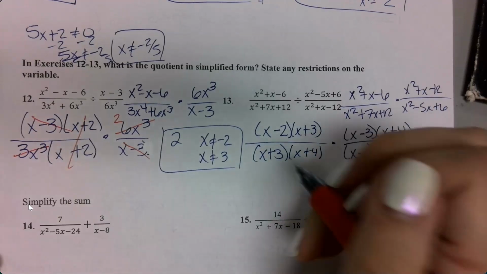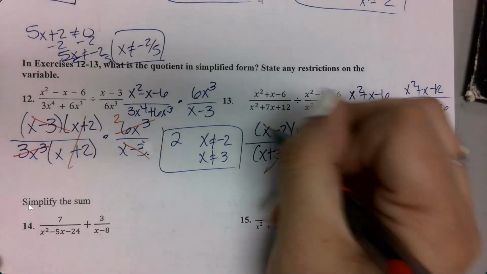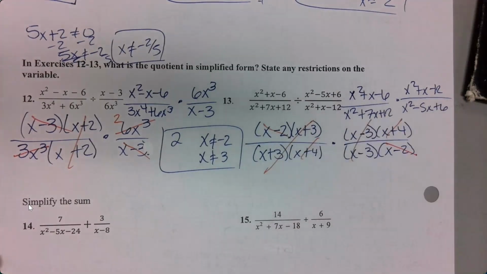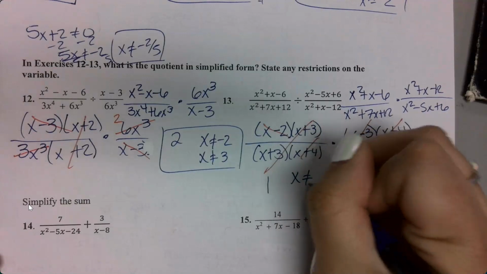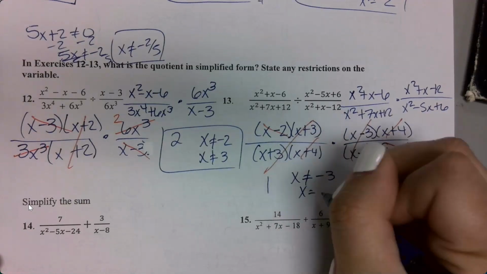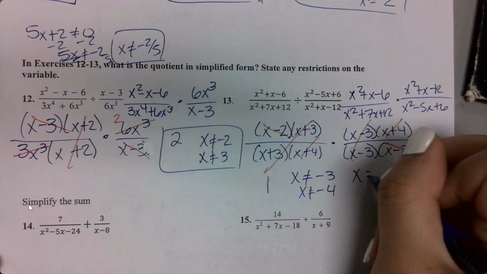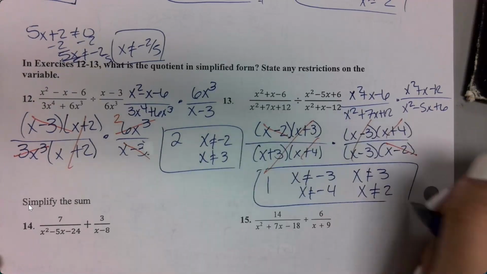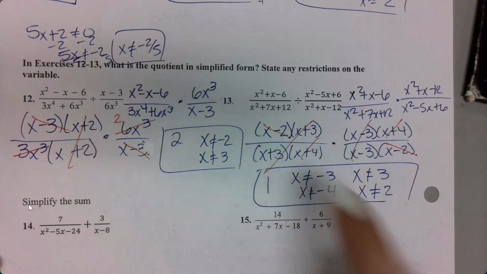Then I want to cancel out. I have x plus 3 on the top and bottom, x minus 2 on the top and bottom, x plus 4 on the top and bottom, x minus 3 on the top and bottom. I have to have a number, so 1 is what I have left over. X can't equal negative 3, x can't equal negative 4, x can't equal positive 3, and x can't equal positive 2. All of these came from opposite signs of my denominator.